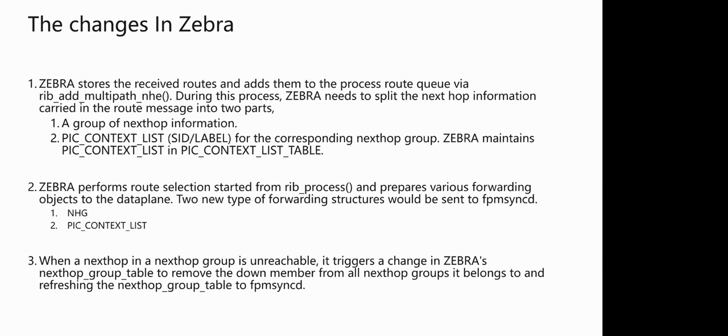Zebra performs route selection started from the RIP process and prepares various forwarding objects for the data plane. Two new types of forwarding structures would be sent to FPM SINC-D. When a next hop in a next hop group is unreachable, it triggers a change in Zebra's next hop group table and removes the down member from all next hop groups it belongs to, and refreshes the next hop group table to FPM SINC-D.